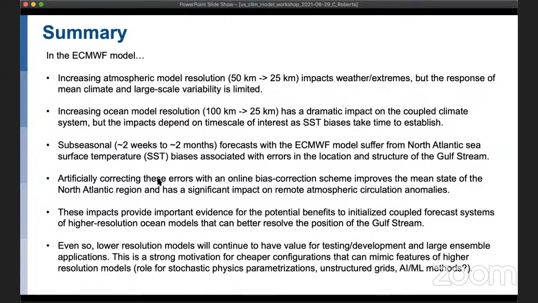So for example, we're interested in testing things like stochastic physics parameterizations, models that have unstructured grids, so more of your computational effort goes in the places that you really need it, and also whether there's potential for AI or machine learning methods that can represent the rectified impact of eddies on the mean state. So that's my talk finished.